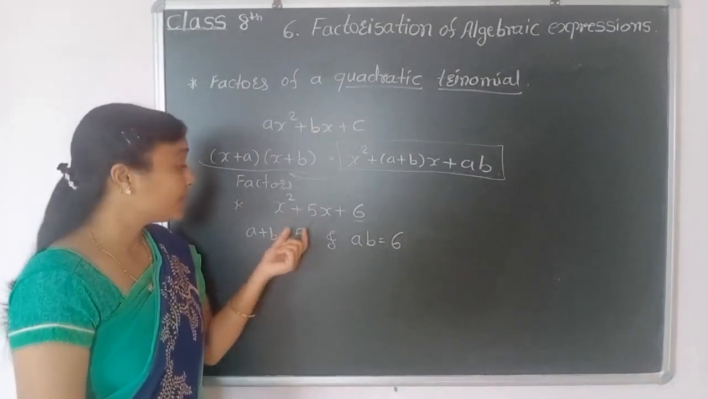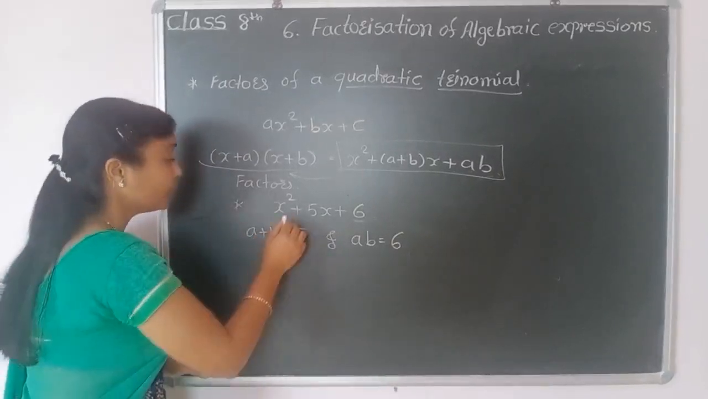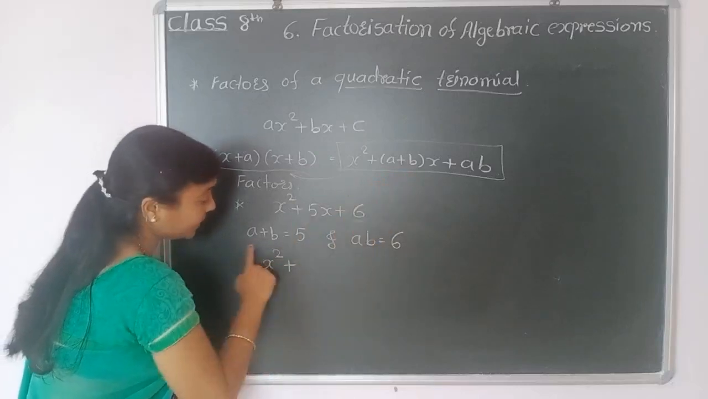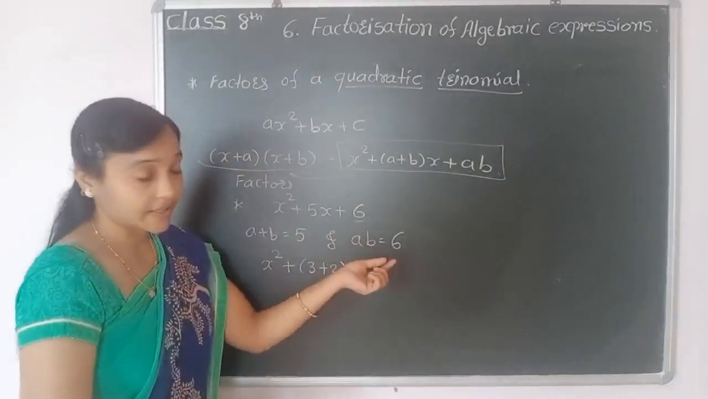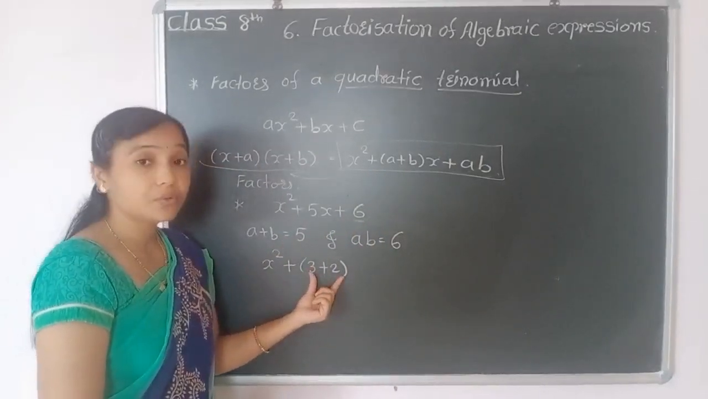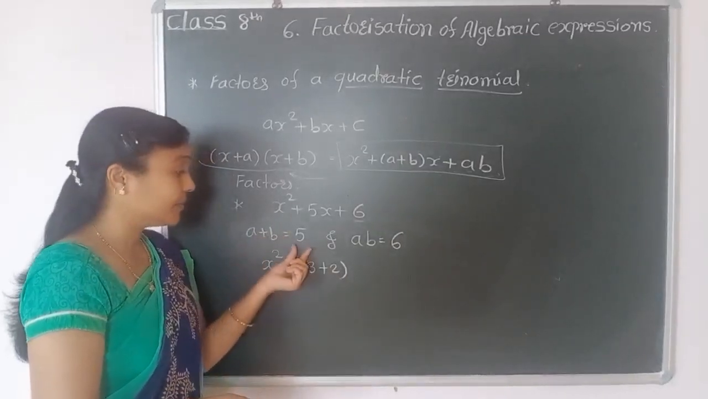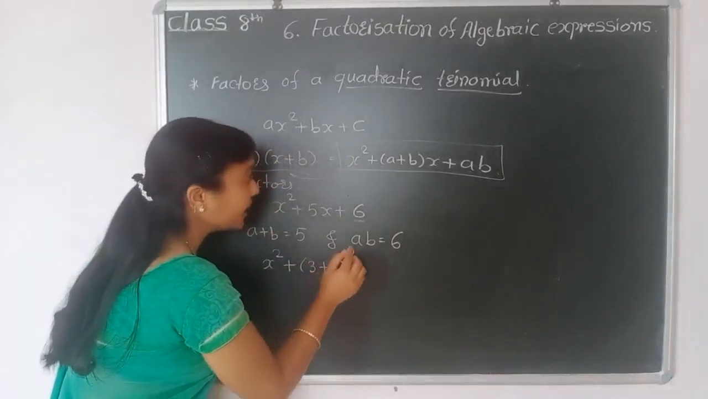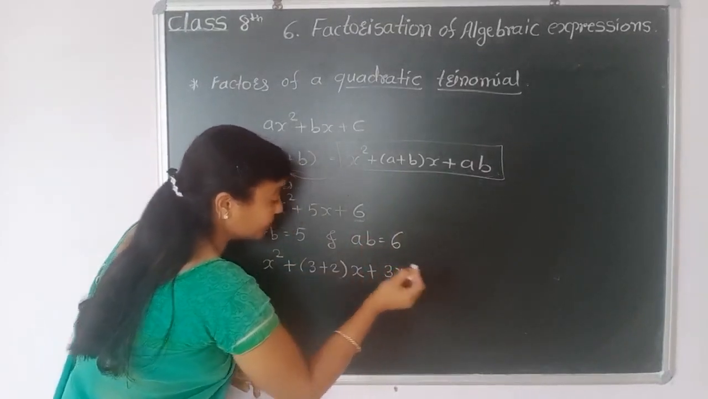So we split the middle term into two parts, a and b. So we write x square plus (a plus b), 5 is 3 plus 2. Find out the factors of this 6. We want the sum to be 5, and the product of these two numbers is 6. 3 into 2 is 6 and the sum is 5, 3 plus 2 is 5. So we write it like this in the middle term, plus 3 into 2.